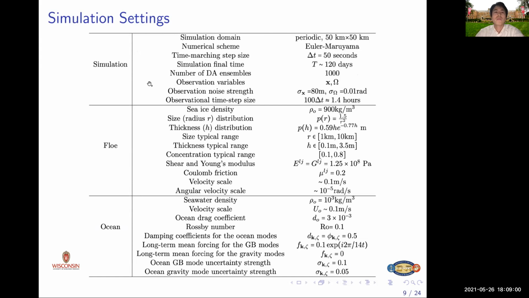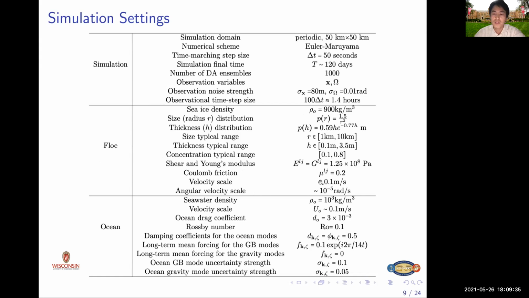Observational variables. So we are observing the positions of the floes and then trying to recover the ocean current mode, the large mode, and noise and observational time step. And for the setting of floes, the size distribution and thickness distribution follow these equations. And all these are empirical settings.